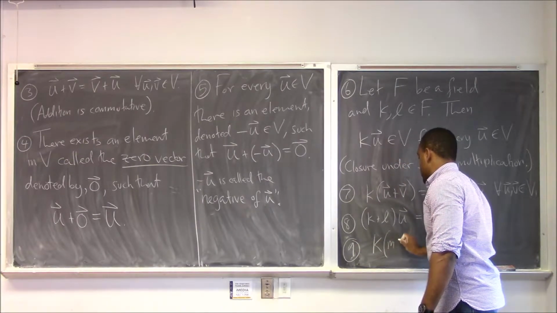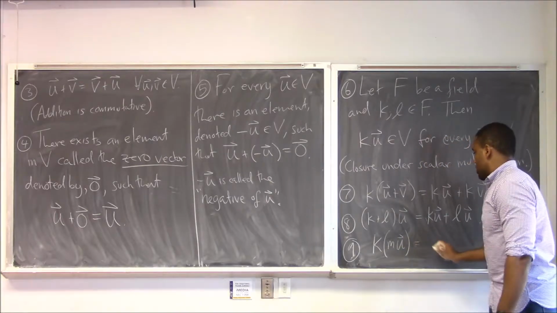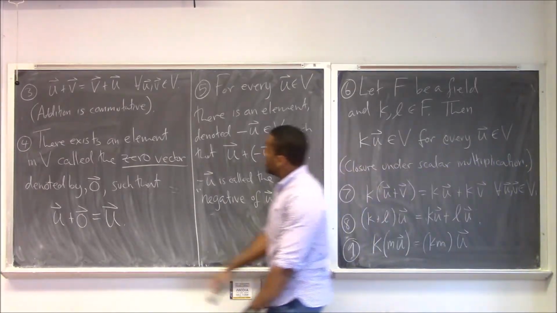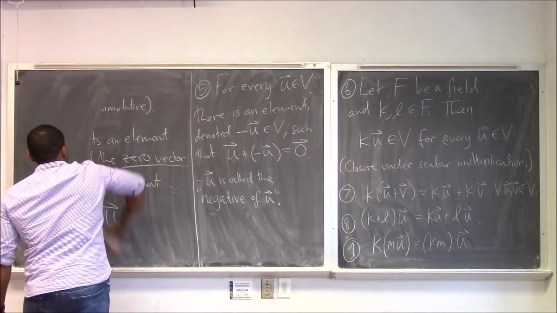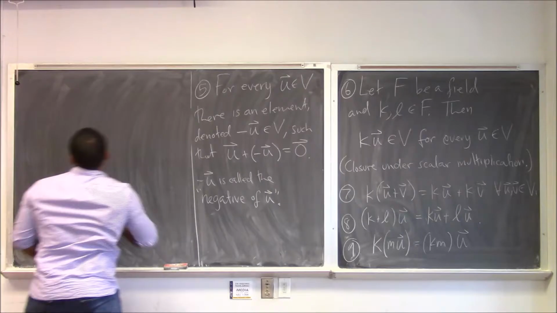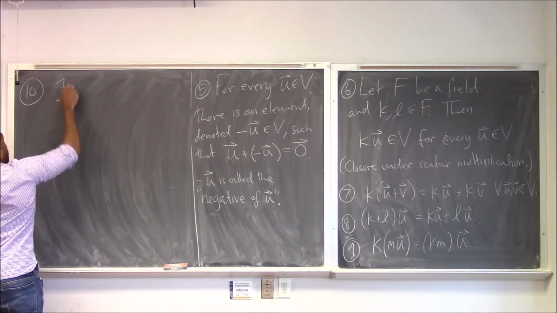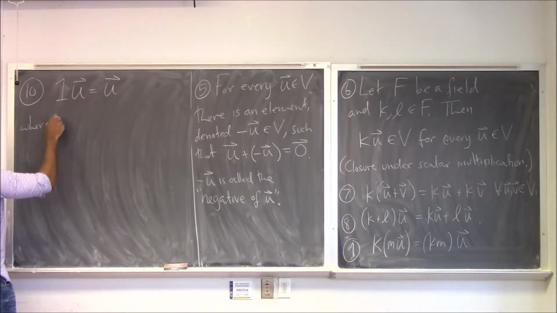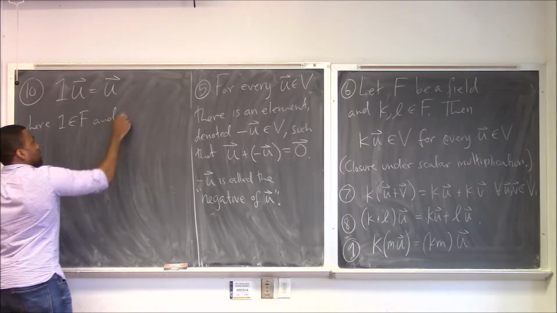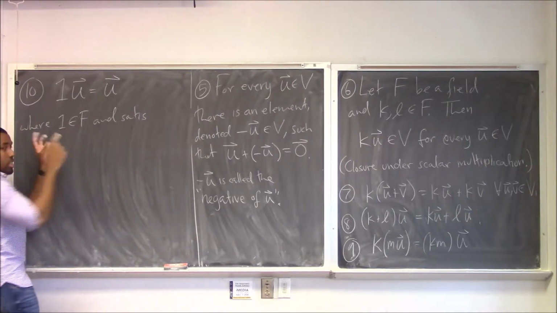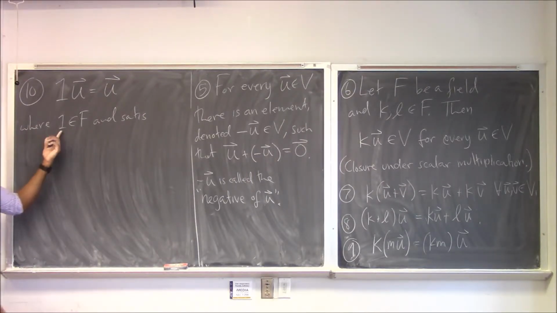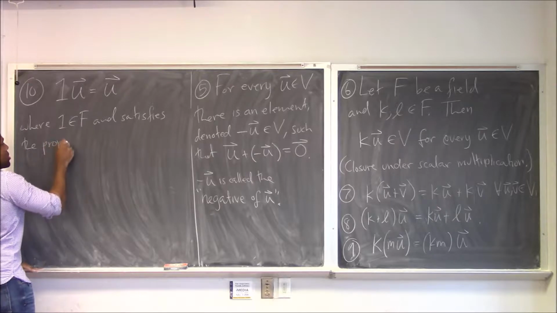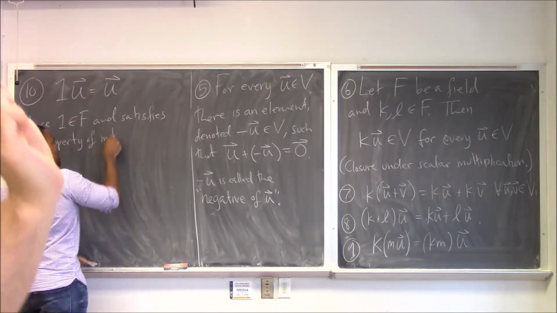Taking k times a scalar multiple of a vector is the same as taking the product of the scalars times the vector. And finally, the most perplexing property of all: 1 times u equals u, where 1 is in F and satisfies the property. Meaning, this is a notation. I mean, for us, when we see 1, we're going to think of 1, but in general, it's a notation. It satisfies the property of multiplicative identity.